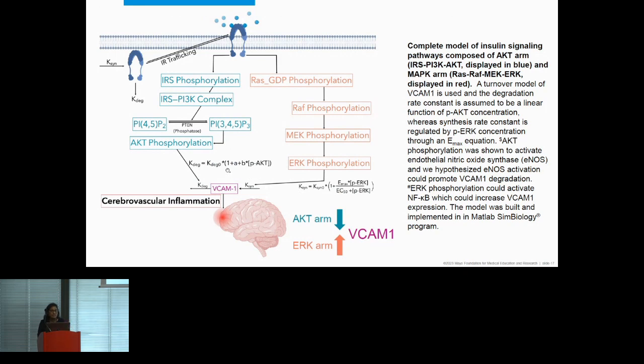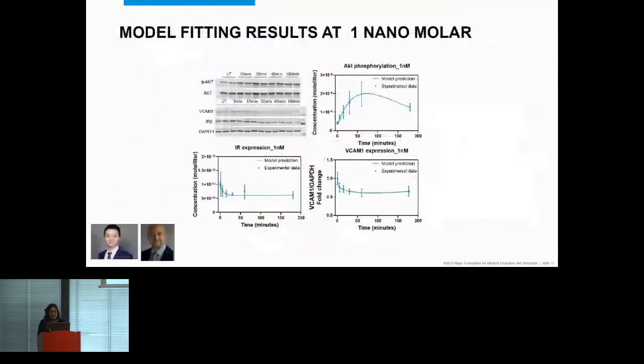We saw in our previous Western blot data that it follows a linear function with the pAKT concentration. And the synthesis one follows the Emax, the dose-dependent function, is what we found. So VCAM is a combination of these two, the degradation and synthesis. With that model, we went and tried to fit the data using the 1 micromolar concentration data. And our model predictions agreed a lot with the experimental data, as you can see here in the Western blot, as well as in here as well.